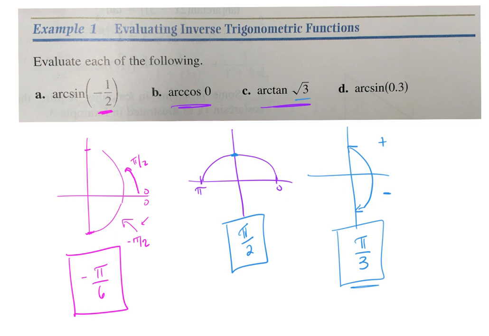Remember, tangent is sine over cosine. The sine of pi over 3 is square root of 3 over 2. The cosine is 1/2. That reduces to square root of 3.